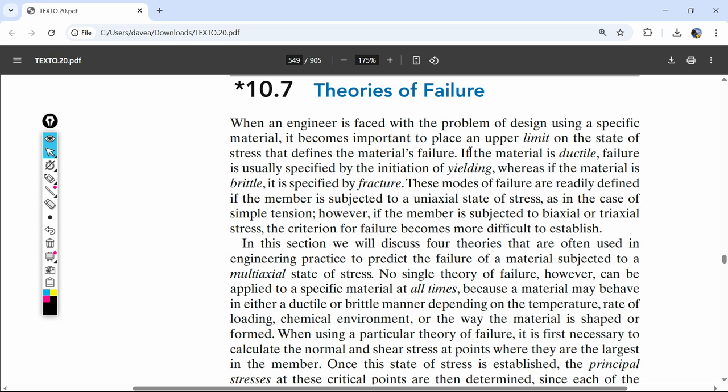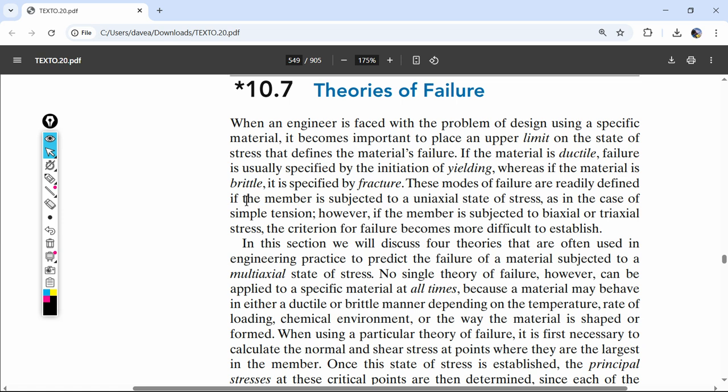Let's move on. If the material is ductile, failure is usually specified by the initiation of yielding. We showed that on the chart. Whereas if the material is brittle, it is specified by fracture, but that's still at the top end of that linear range. It's still linear, linear, linear, and then you reach a top strength and it fractures. These modes of failure are readily defined, so those numbers are just out there.